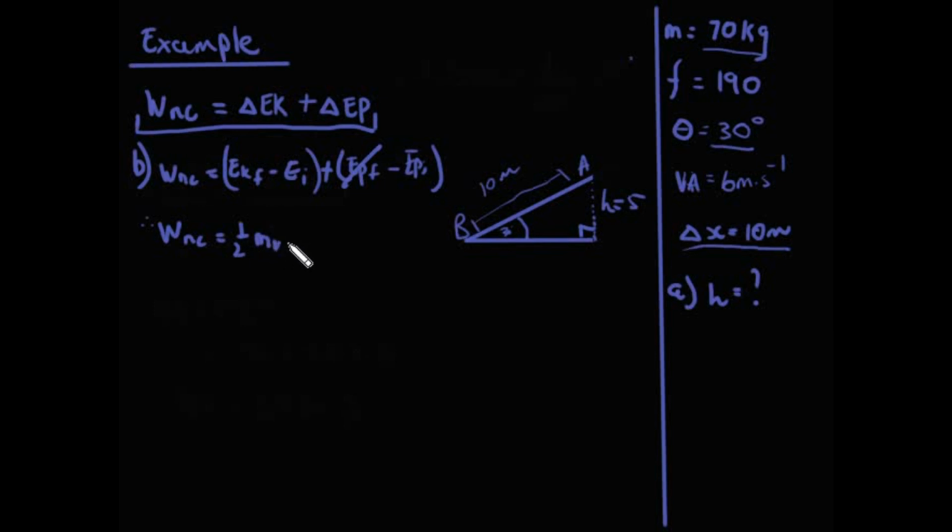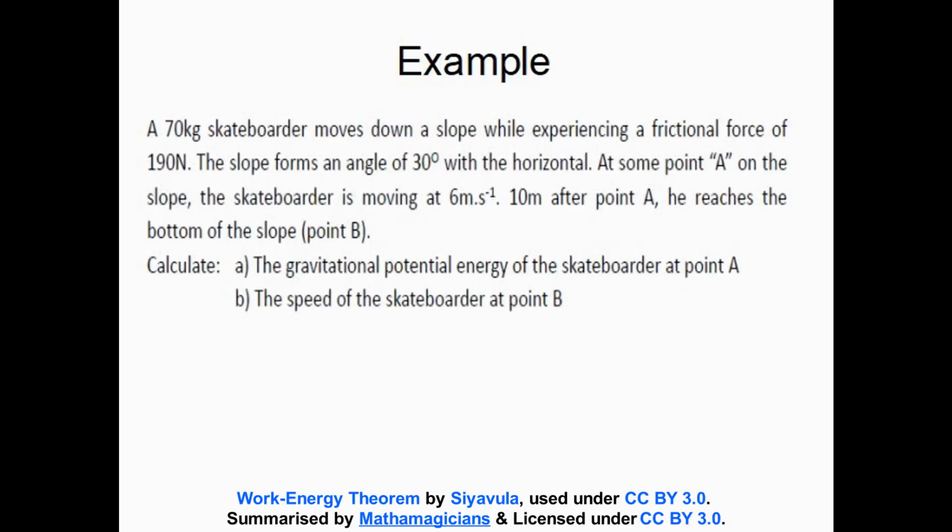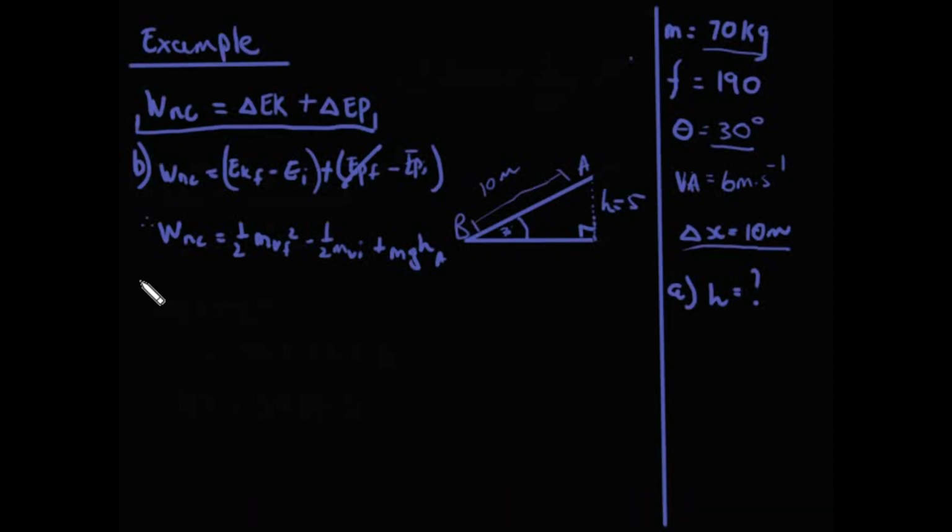Therefore our formula will be: the work of the non-conservative force is equal to half m vf squared, minus half m vi squared, because we do have a vi, plus mgh, which is mgh of A. The question told us that while he was moving down the slope, the skateboarder was experiencing a frictional force of 119 newtons. While he was moving down, friction was going up, therefore the angle theta is 180, so cos 180 is negative 1. So I'm going to simplify and say negative F, force of friction, delta x, is equal to this whole equation. I'm just going to insert that here.